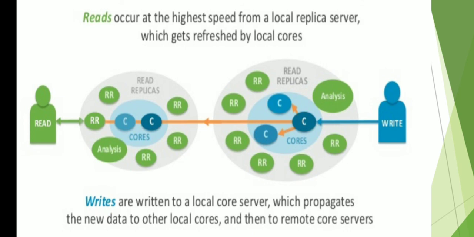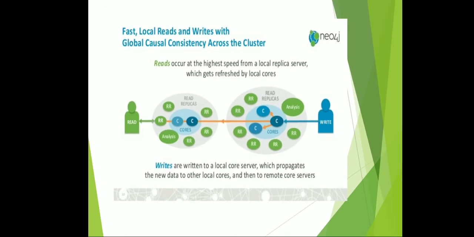And whenever some read is there, any node can perform it. So a read occurs at high speed from the local replica server, which gets refreshed by the local cores. Any local core can read the data immediately. It will give the result for reading the data. This is how the consistency is maintained. So first it will move to the local core, and then to the other local cores. From there it will move to the remote core.